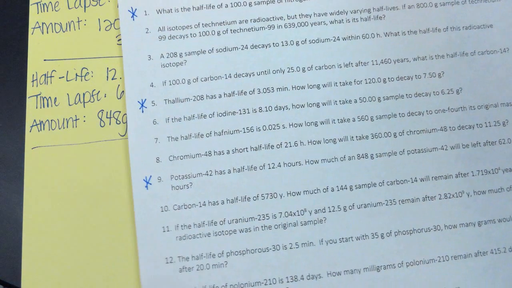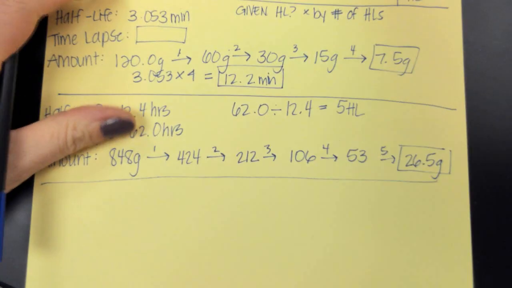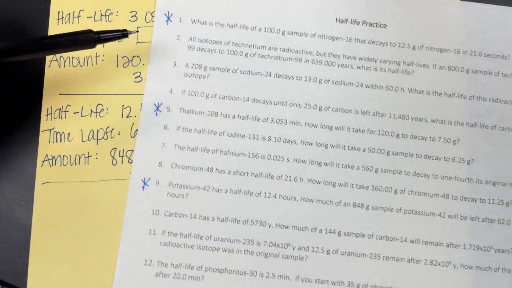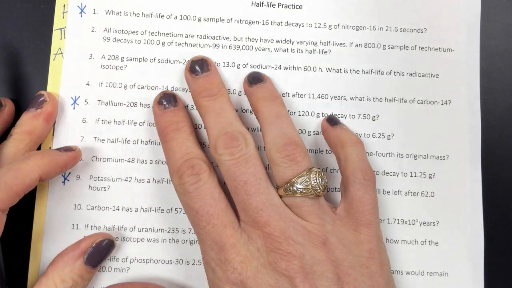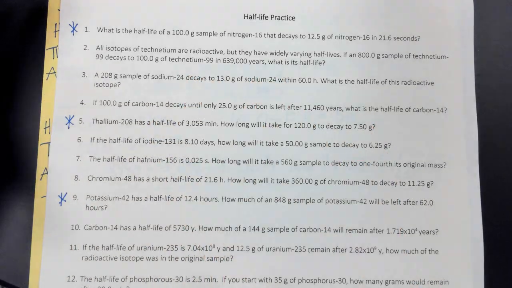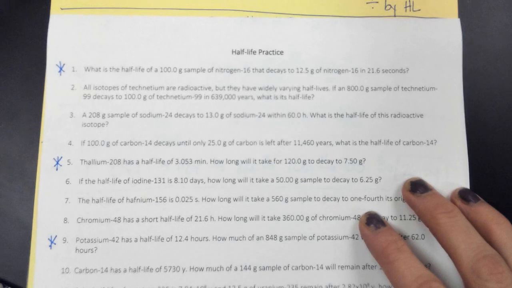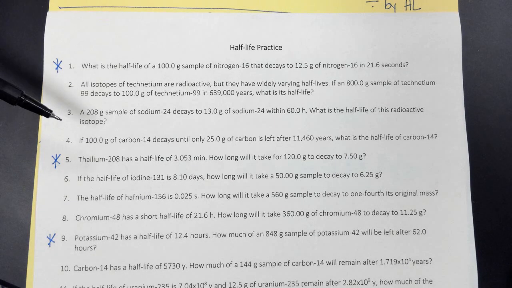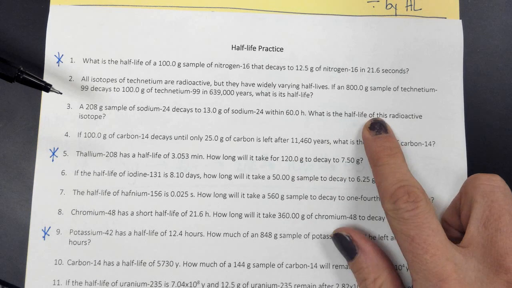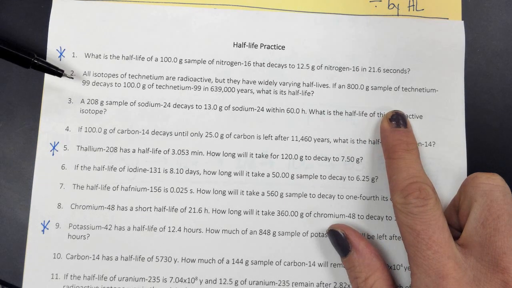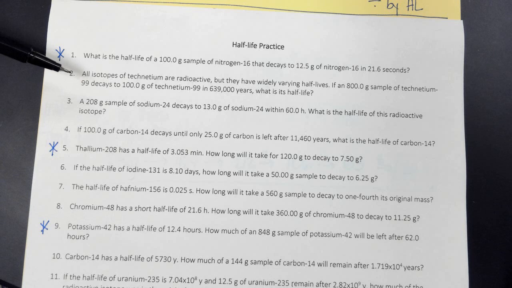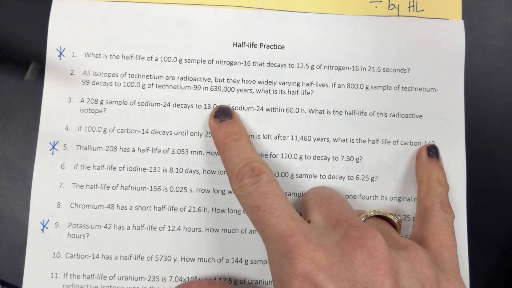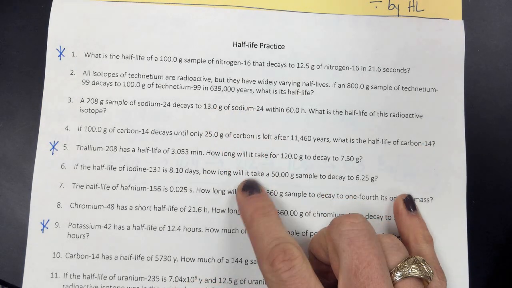So you don't have to do it this way every single time. Again, you can do it the way that I'm going to show you right now for number 2. Okay, so number 2 is probably going to be the same pattern as number 1. These are usually kind of grouped together. It says all isotopes of technetium are radioactive, but they have widely varying half-lives. If an 800 gram sample of technetium-99 decays to 100 grams of technetium-99 in 639,000 years, what is the half-life?